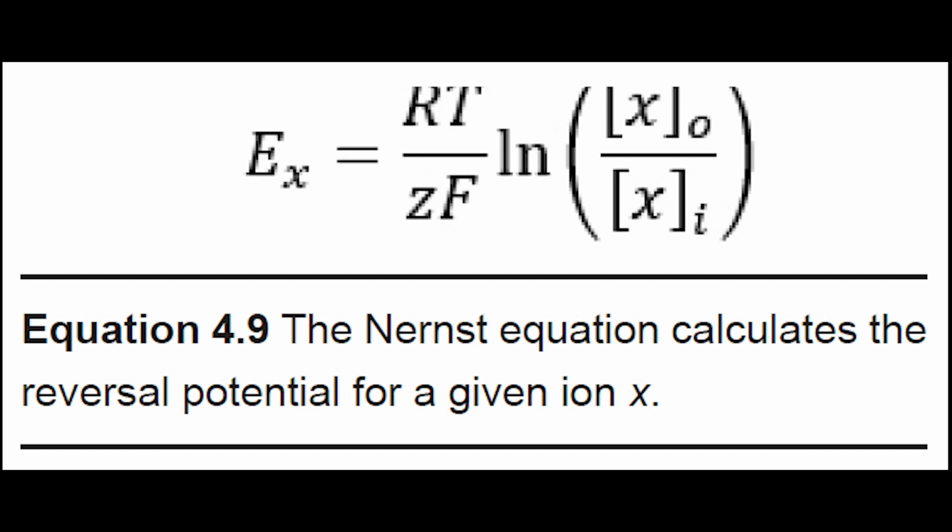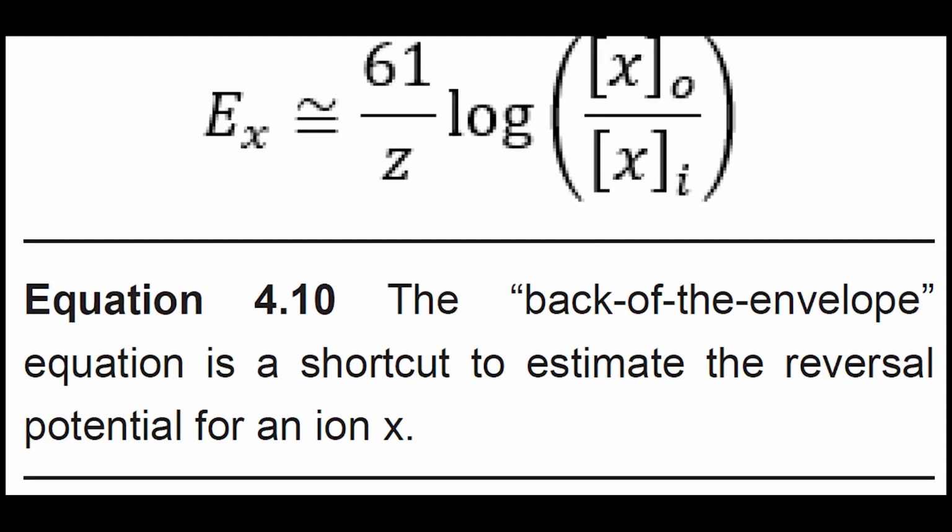F is the Faraday constant, which has a value of 96,485 coulombs per mole. X out and X in represent the concentration of ion X outside the cell and inside the cell, respectively. Their units are generally in millimolar, but these units cancel out in the equation. These values represent the forces acting on the ions by the chemical gradient.